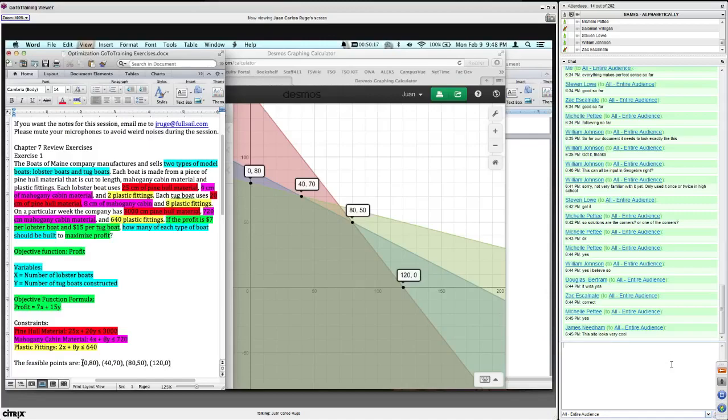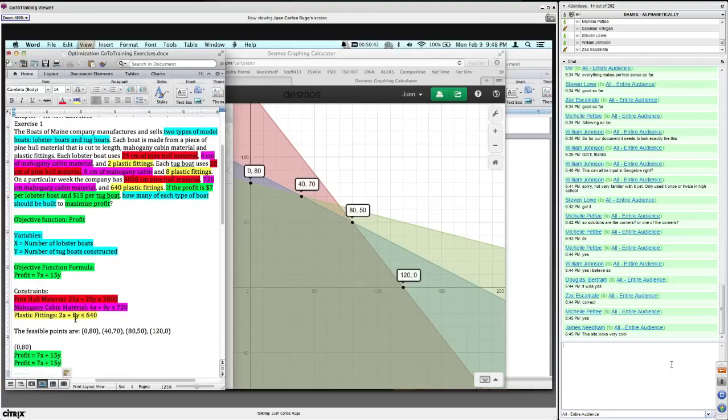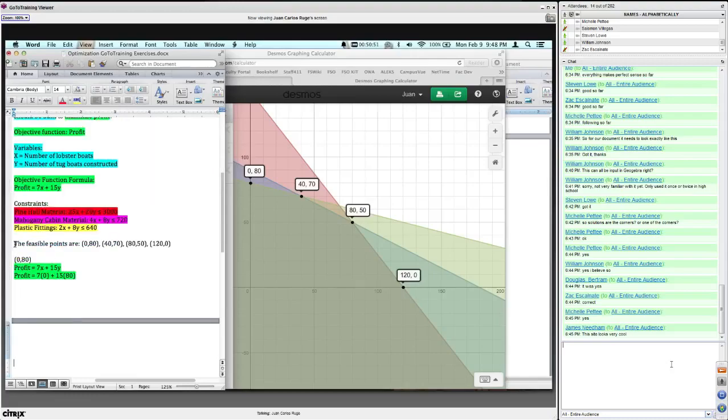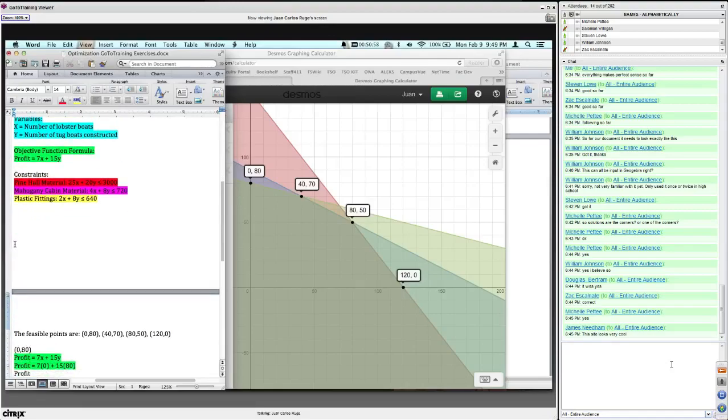So now what we have to do is plug the numbers, the points, on the profit function, on the objective function. So I'm copy pasting. Oh, but first I'm gonna use the first point, (0, 80). So we have the profit function. I'm going to plug in. So there's gonna be 0, and this is 80. You know what? I'm gonna move this to the next page. So the total profit in this case is gonna be equal to 15 times 80, which is 1200.